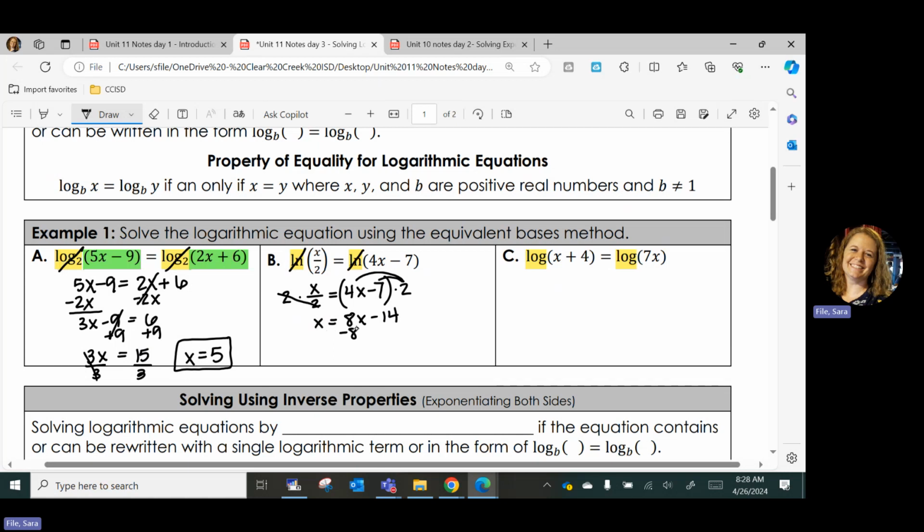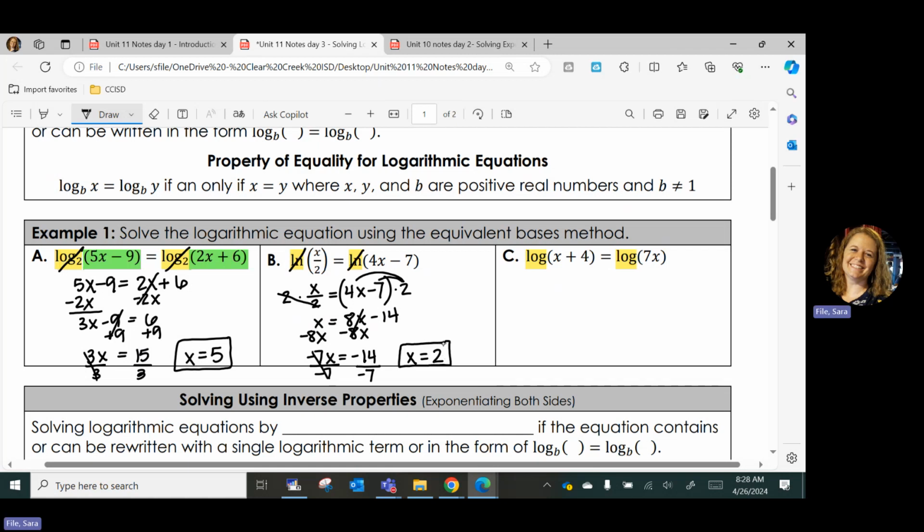Now I'm going to move my x's to the same side. So I'm going to subtract the 8x to the left, which leaves me with negative 7x equals negative 14. And I'll divide out that coefficient of negative 7. A negative divided by a negative is a positive, and I get 2.